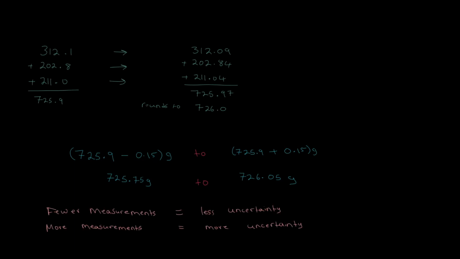This is another advantage of using a tape measure to measure long objects instead of taking multiple measurements with a ruler. Because other than the fact that taking multiple measurements with a ruler is tedious, you also accumulate lots of uncertainty. Whereas with a tape measure, you only take one measurement, thus minimizing the uncertainty.